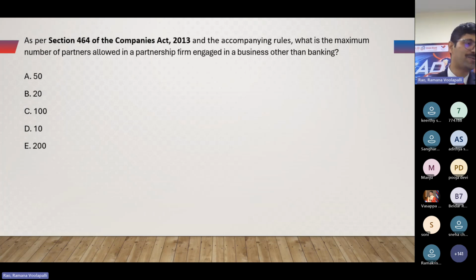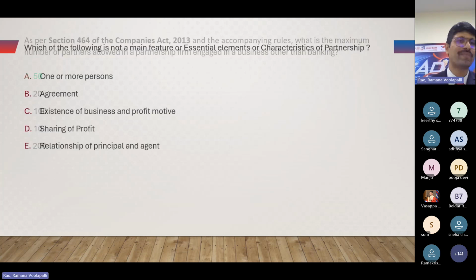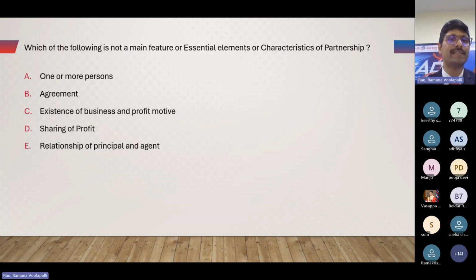Actually, minimum is 2 and maximum is 50. Beyond 50, the registration is required. Yes, sir. So let us go for another question. Which of the following is not a main feature or essential element or characteristic of a partnership?